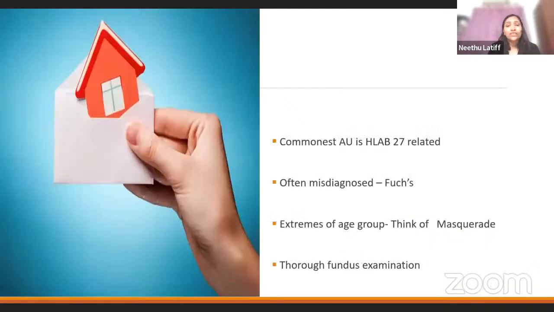So my take-home message is that the commonest anterior uveitis you come across is HLA-B27, often misdiagnosed as Fuchs uveitis. In extremes of age group, think of masquerade. A thorough fundus examination is mandatory in any case of uveitis you come across in your clinic.